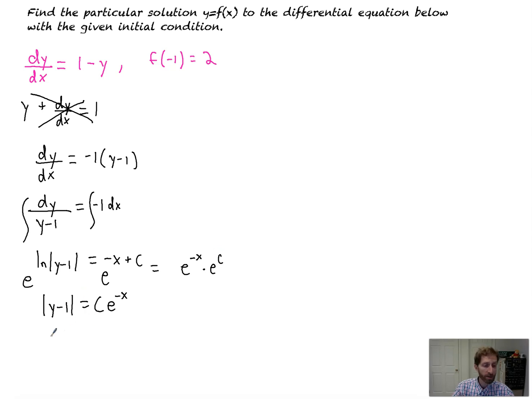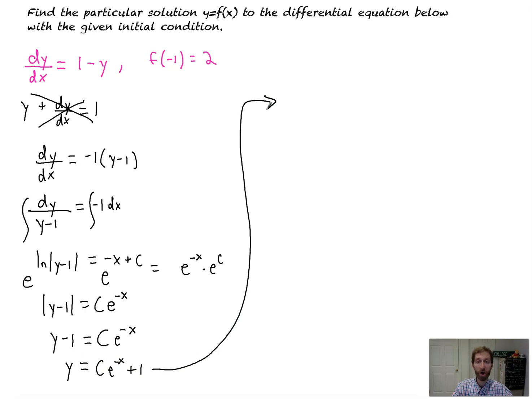Now, to undo the absolute value, we would do plus or minus on the right side, but that gets absorbed by that constant c. Now, I like to write a new constant here so it's not that same constant. I like to put a k, but it's perfectly fine if you put a c there. And again, we're solving for y, so I add 1 on both sides. So that's c e to the minus x plus 1. All right, so that's our general solution.